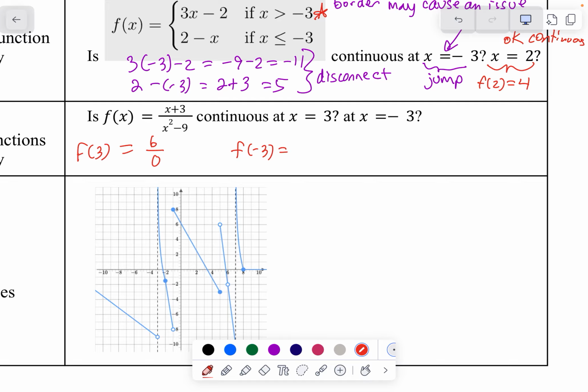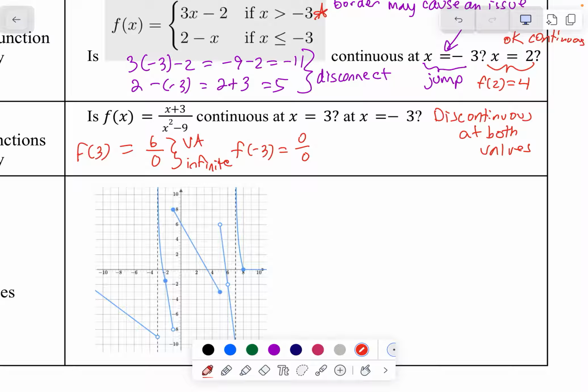At negative 3, we get 0 over 0. Now, both of those are undefined points. So they are discontinuous at both. But they're different things happening. A number over 0, like 6 over 0, is telling us that we have found a vertical asymptote. And I'm just going to abbreviate that VA, vertical asymptote. If you see me write down VA, I mean vertical asymptote. And so that's called an infinite discontinuity.